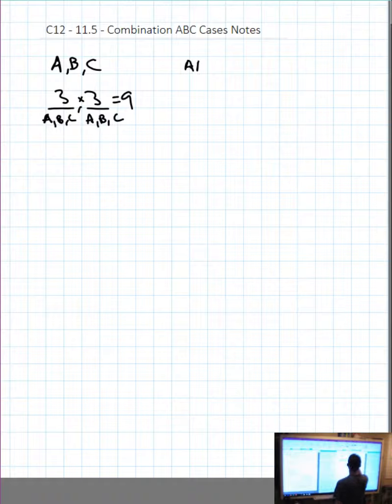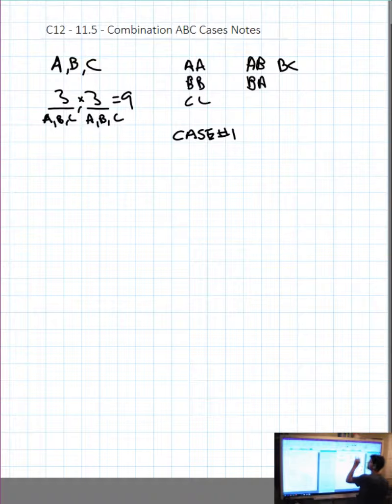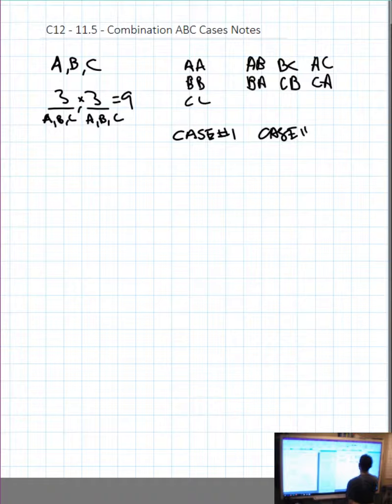So we have two at a time: A, A, B, B, C, C. Now we're going to call this case number 1. Two of the same letter. Then we have a different case. A, B, B, A, B, C, C, B, A, C, and C, A. And we know that's case number 2, being two different letters.